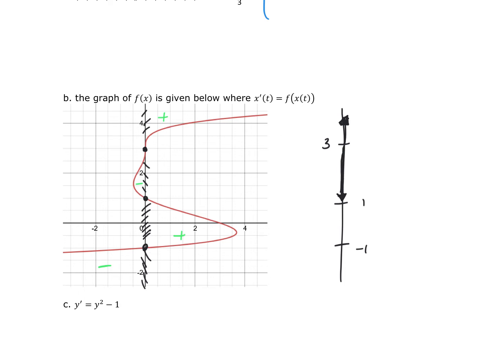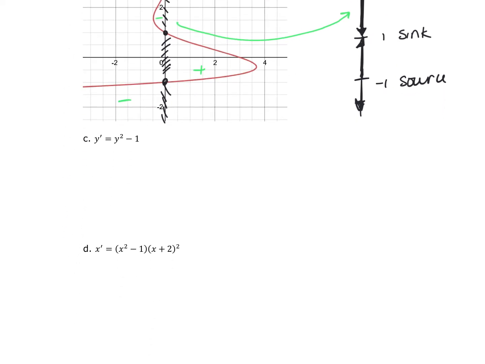From 1 to -1, we have positive slope, so it's going to be pointed in this direction. And then below -1, it's going to be pointed in this direction. So positive translates to my arrows going up. Negative translates to my arrows going down. So this is a source, which means unstable. This is a sink, which means we are stable. And this is a source, which means we are unstable.